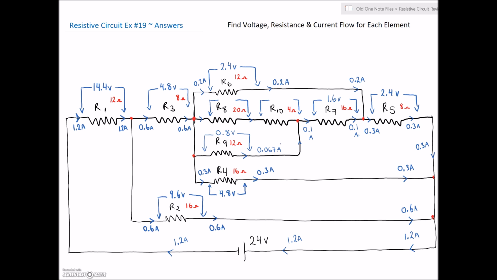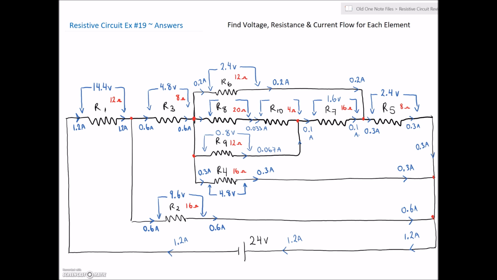Okay, so if we have 0.1 amps over here, and we've lost the 0.067 through R9, the remaining current is going to be 0.033 through these guys. All right, so that 0.033 and the 0.067 are going to sum to give us that 0.1, and we can find our last two voltages there.